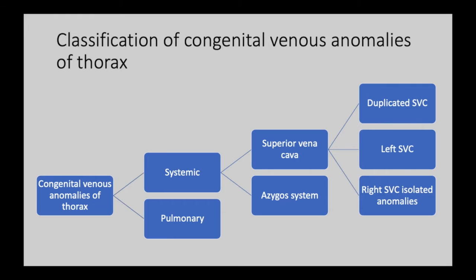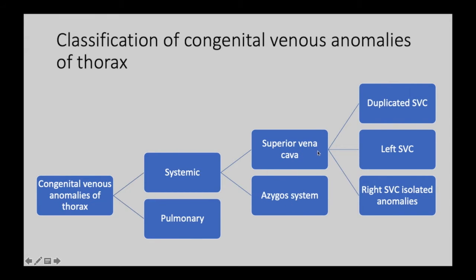Just to introduce to everyone, there is a classification of the congenital venous anomaly of thorax. It can be divided into systemic or pulmonary circulation. We are not going to talk about the pulmonary circulation today, and mainly focusing on systemic and the superior vena cava. We are not going to discuss about the azygous system as well.